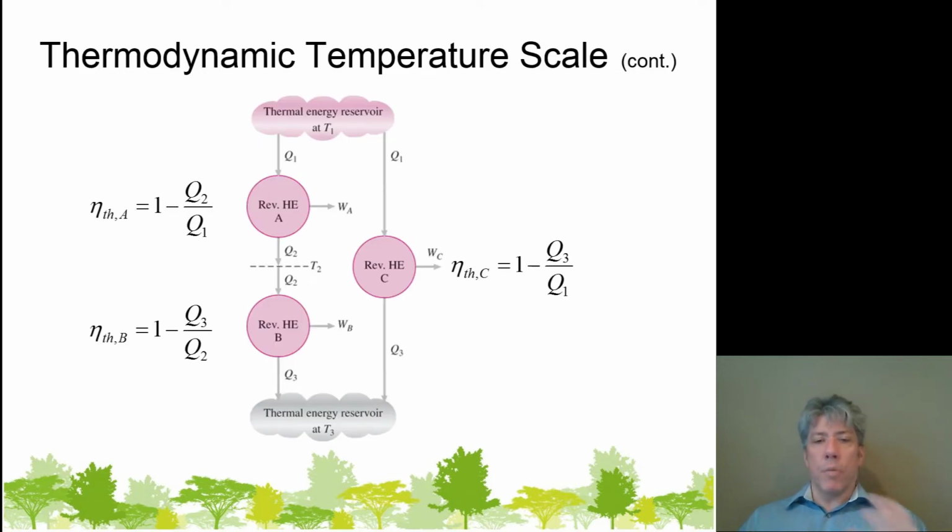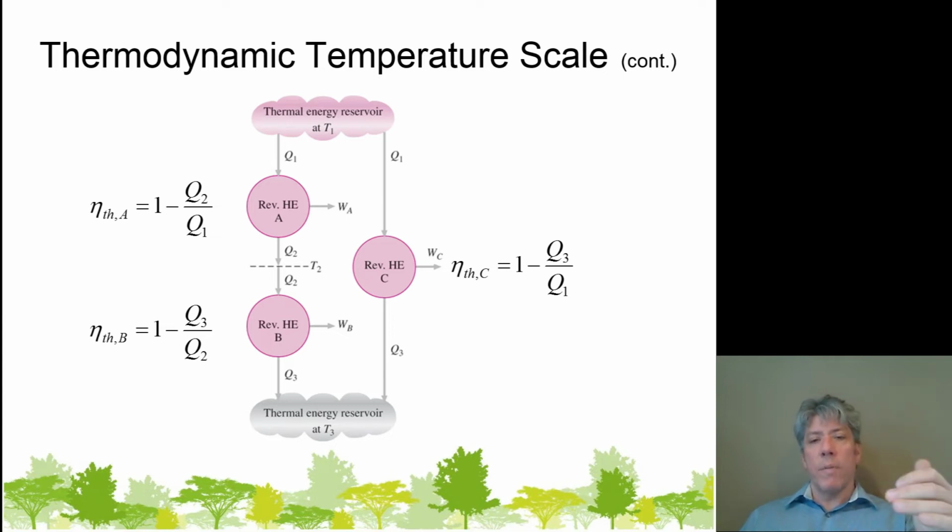Well, we can set up three reversible heat engines, as you see in the figure, with reversible heat engine C having efficiency 1 minus Q3 over Q1. So you see the heat flows, it's the ratio of the heat flows across it. And we've got two heat engines in series with one another.